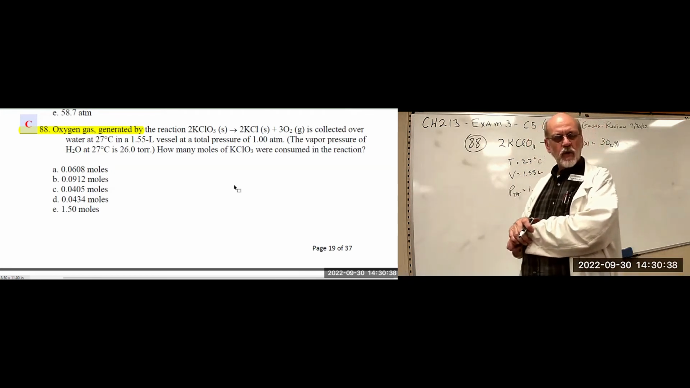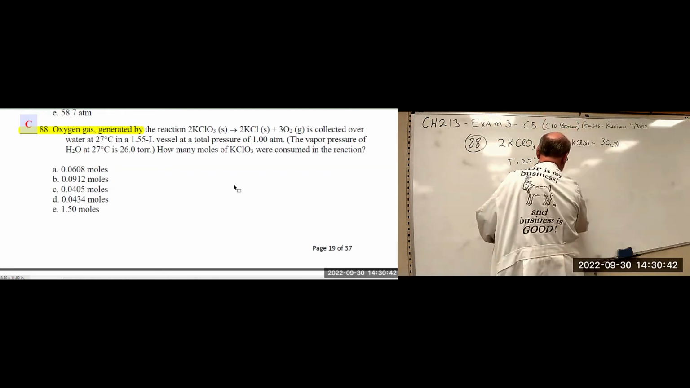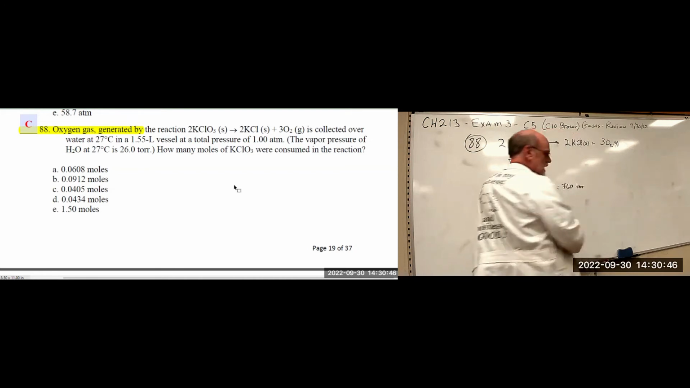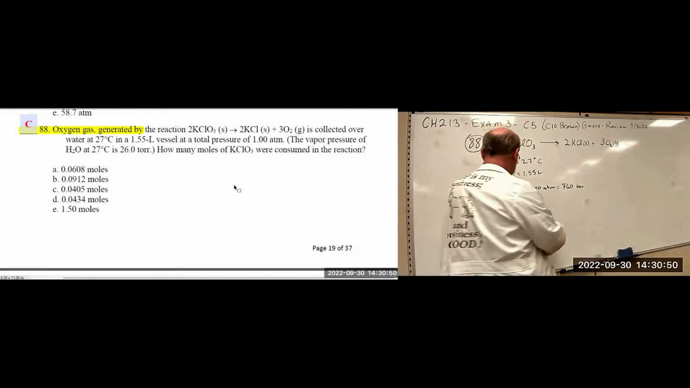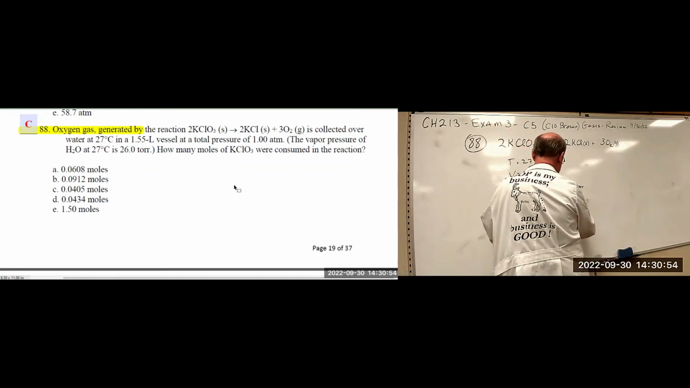The vapor pressure of water at 27 degrees is 26 torr. So this is 760 torr. And the vapor pressure is 26 torr. So the pressure of water is 26 torr.